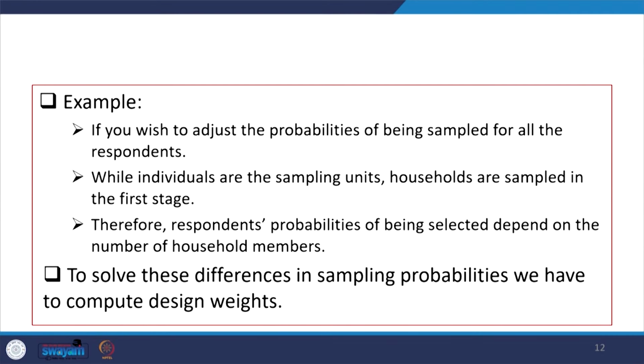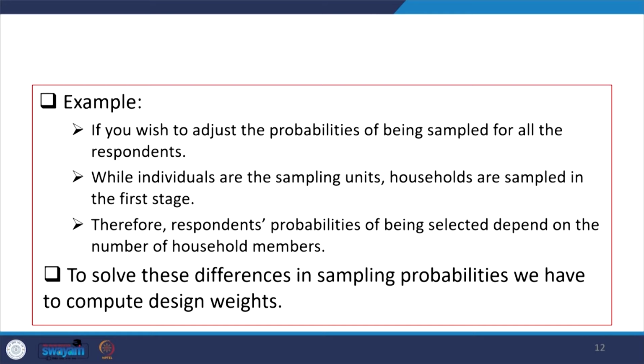Okay. Like if their probability of being selected for that particular variable is, let it be, 1/3, then the weight it is going to be assigned is 3/1. Okay. So, it is in a reciprocal manner. So, that is all about design weight, and some examples we have cited here, like if you wish to adjust the probabilities of being sampled for all the respondents, it is required.